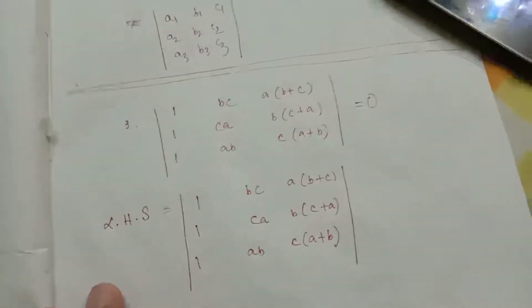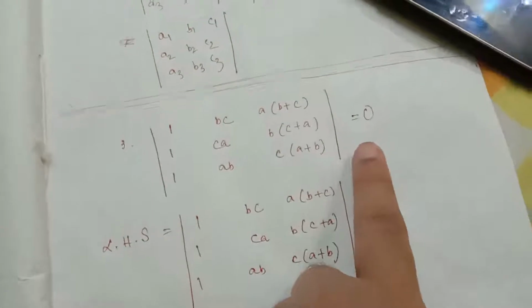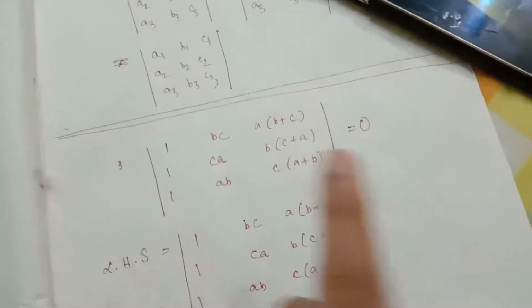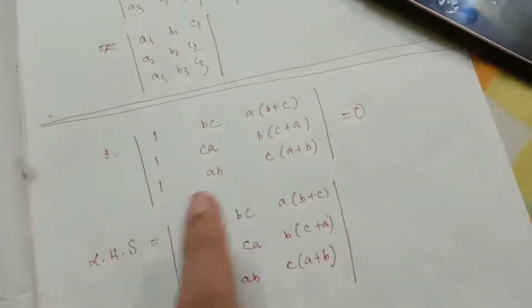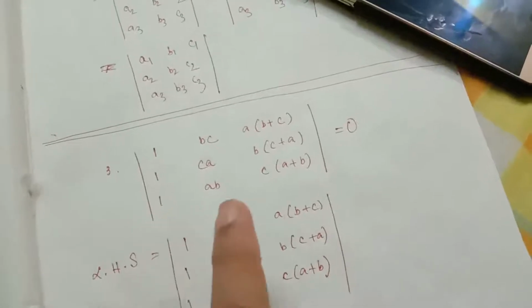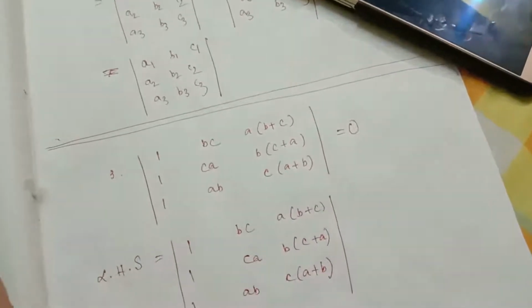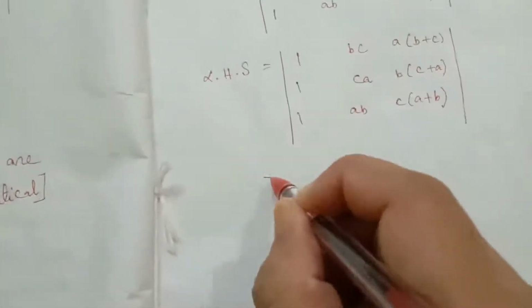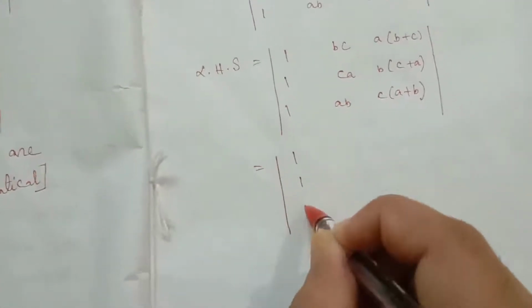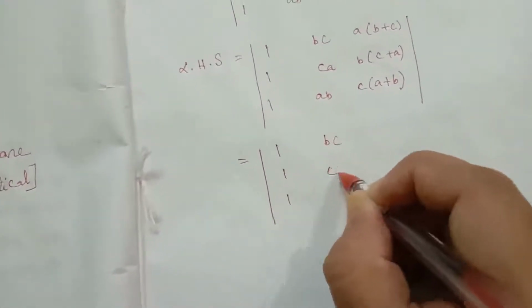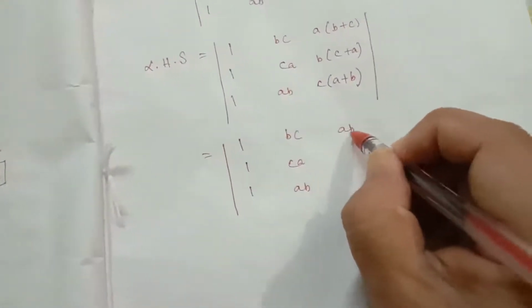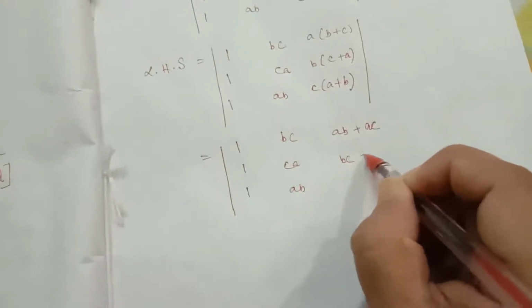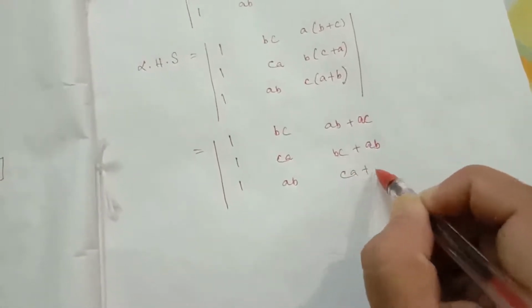The next problem is to prove the value of this determinant is equal to 0. The elements in the first row are 1, bc, a into b plus c; 1, ca, b into c plus a; 1, ab, c into a plus b. What we have to prove? The value of this determinant is equal to 0. This is another very simple but at the same time important question. Let us multiply a into b plus c. Let us break this: ab plus ac, bc plus ab, ca plus bc.